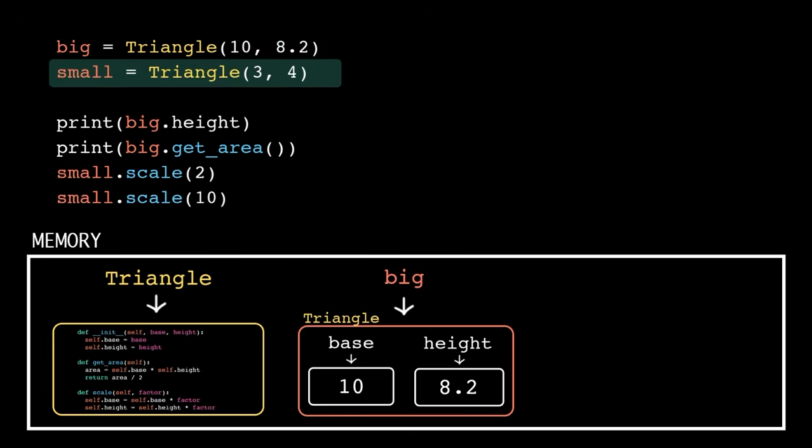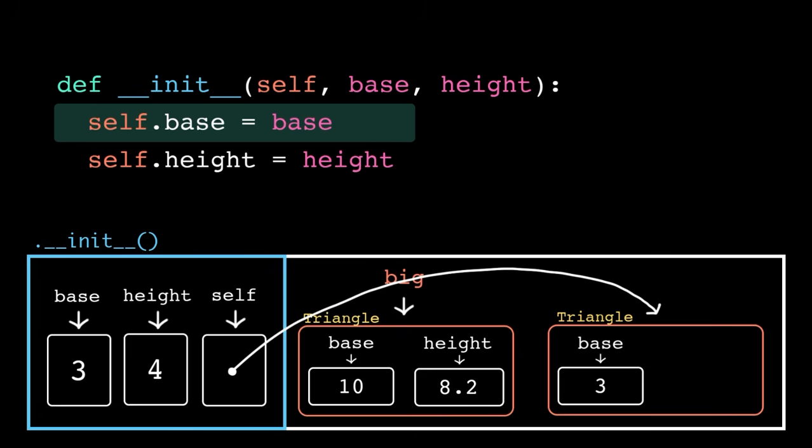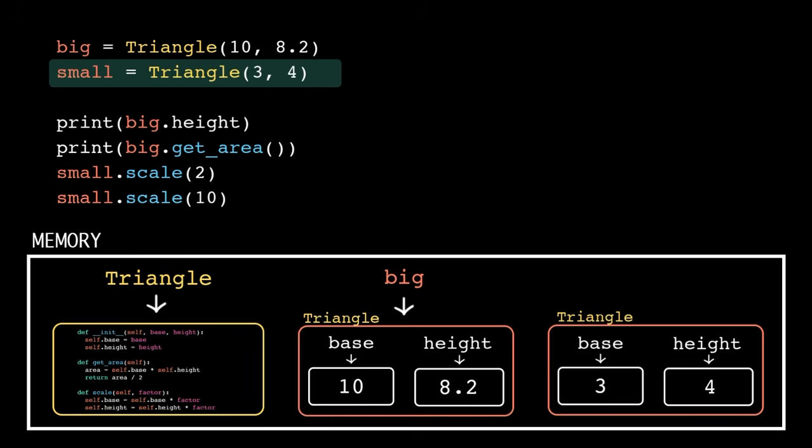For this next line of code, we just run the whole thing back. We're creating a new triangle object again. So Python allocates an empty object in memory and then calls the init method, passing in that object for self this time. And now when it executes these assignments, it's creating those attributes on that new object, which, when it exits the method, it labels small.